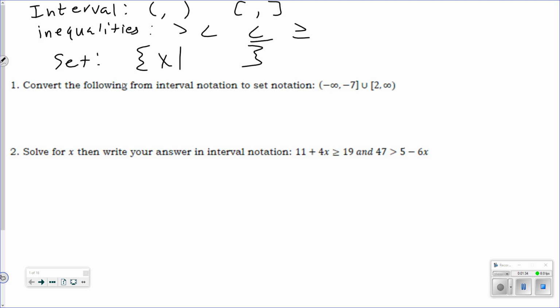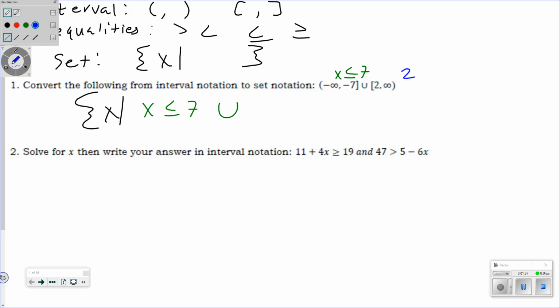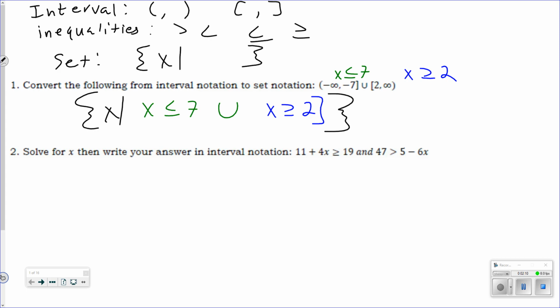If I want to convert this to set notation, all I'm going to do is write it like this, add the fancy brackets, and write this as an inequality. So I'll say x is less than or equal to 7 for that first one. I'll put the big U for or. And the second interval is from 2 to infinity, so I can write x is greater than or equal to 2. And just close it with these fancy brackets, which just stand for set. So I have the set of all x such that x is less than or equal to 7 or x is greater than or equal to 2. That's exactly what we wrote in interval notation.